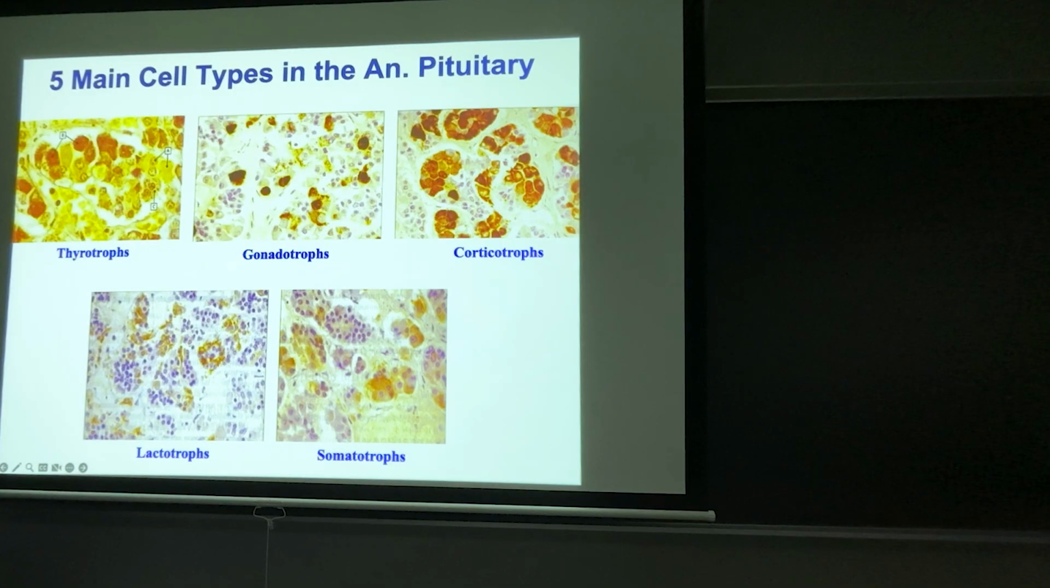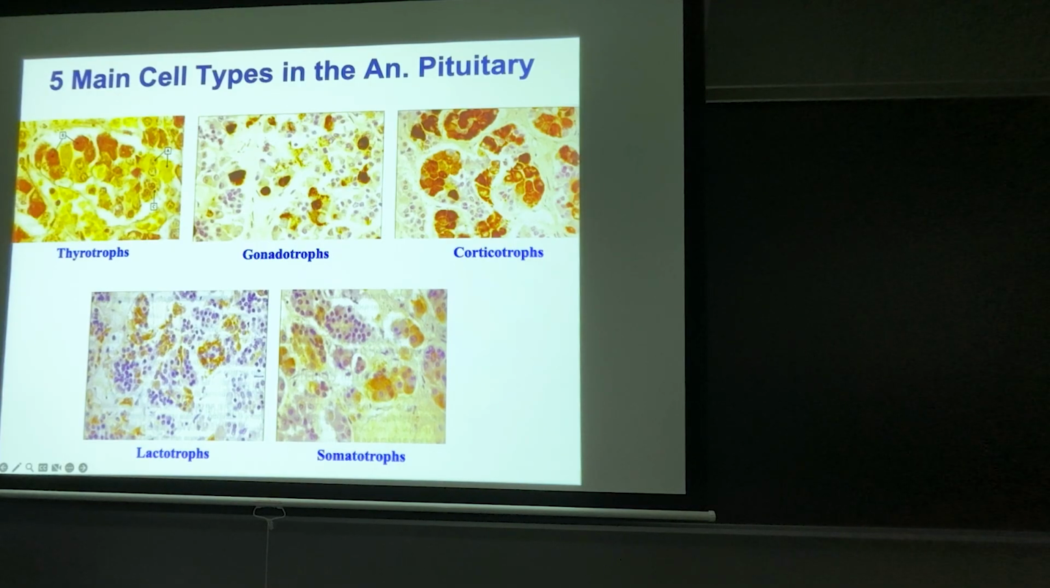Now, the cells of the anterior pituitary are called troph cells. All right, they're called trophs. And notice there are 5 of them. 5 different types of trophs or cell types, and they're called thyro, gonado, cortico, lacto, and somatotrophs. Each one of them produces different hormones. They all look exactly alike.